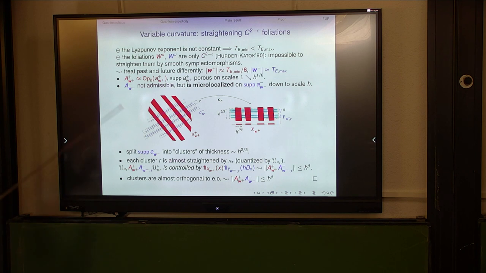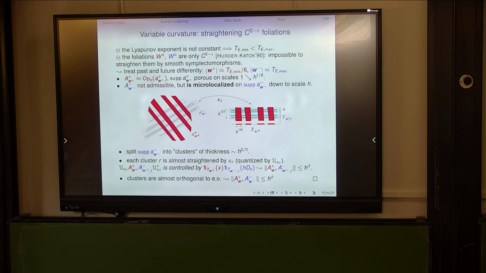One problem is that the Lyapunov exponent, which governs this expansion, is not constant. It is bounded from below and from above. But this means there's not a unique Ehrenfest time; there's a maximum Ehrenfest time and a minimum Ehrenfest time, depending on the size of the local Lyapunov exponent. So this makes some complications.